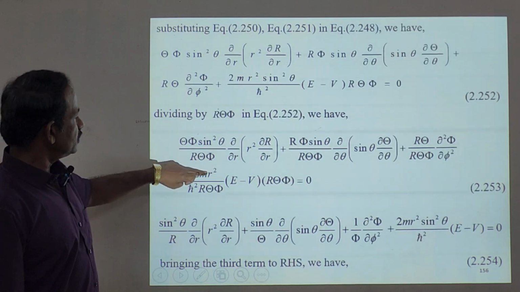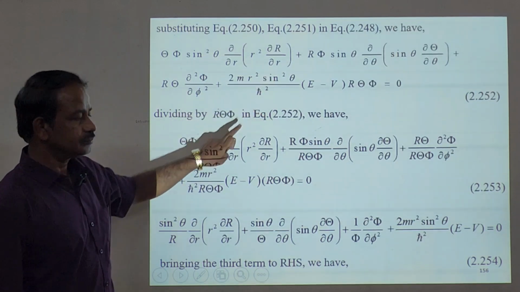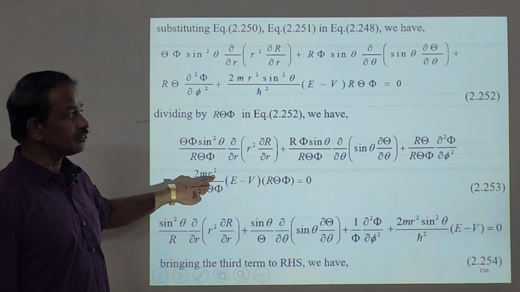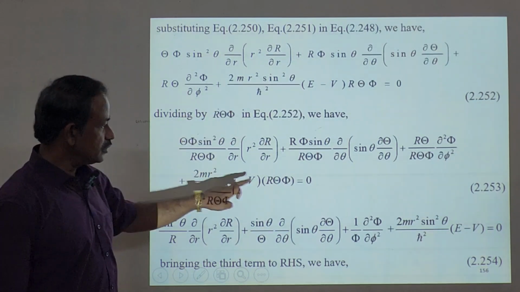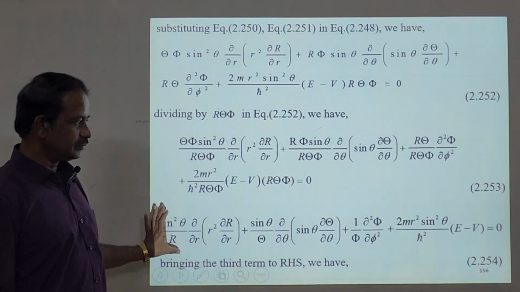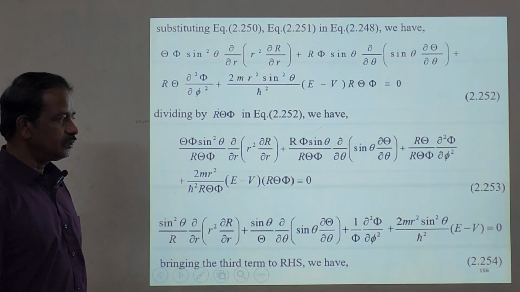So here one sin²θ is missing, correct? One sin²θ is missing. So don't forget, you will have to write one sin²θ. Sin²θ is here. So you have 2m r² sin²θ/ħ² (E − V). Is it okay? Equation 2.254.